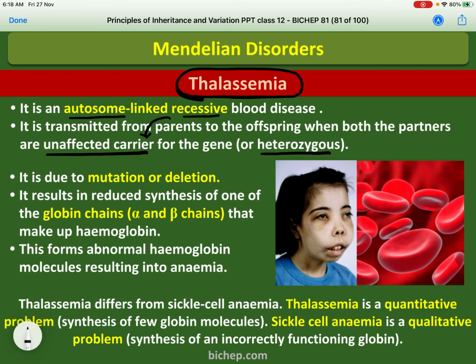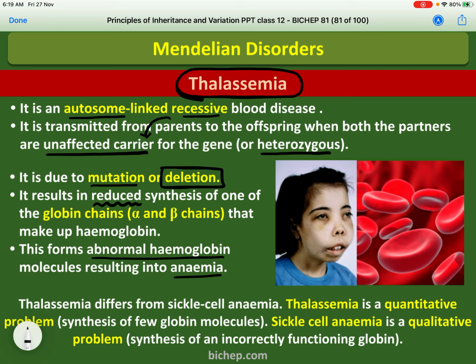Now, it is due to mutation, specifically deletion. It results in, you are supposed to remember the words, reduced synthesis of one of the globin chains, from the alpha and beta chains that make up the hemoglobin, and that is why it forms abnormal hemoglobin molecules which result in anemia.